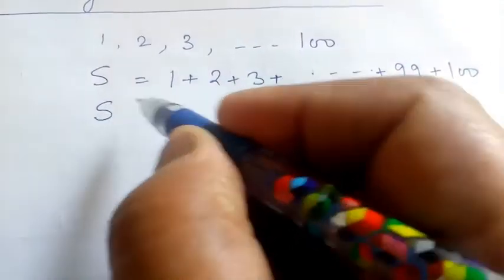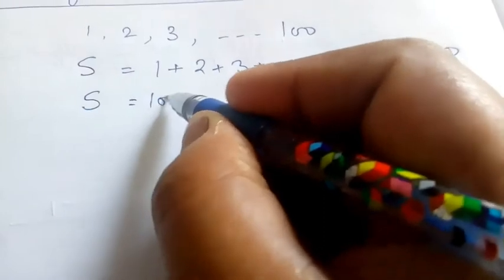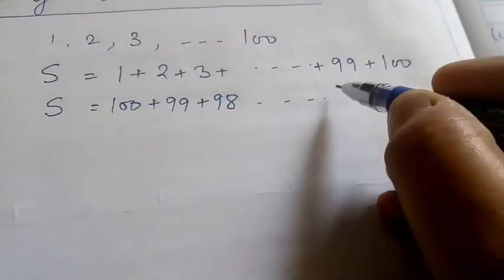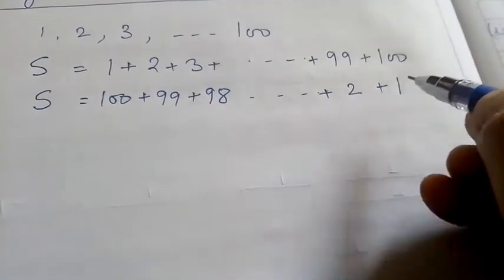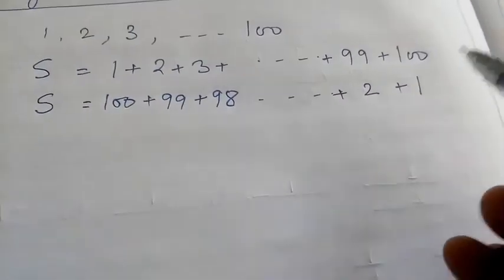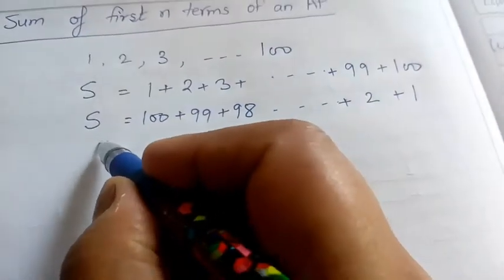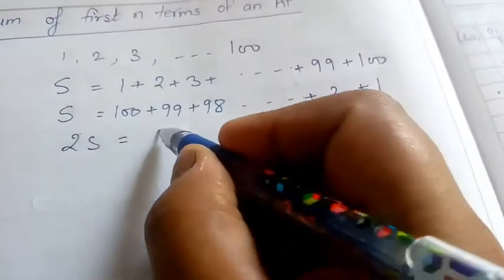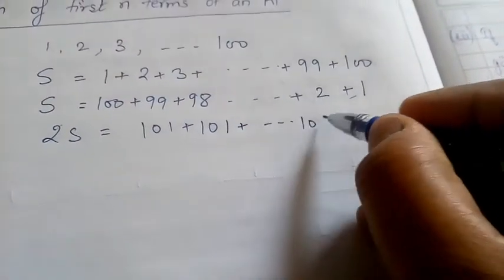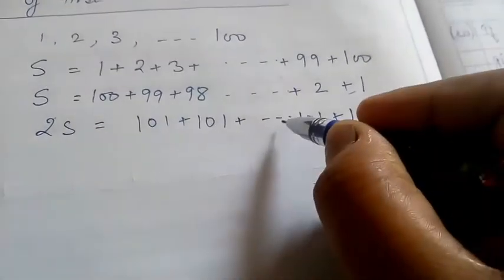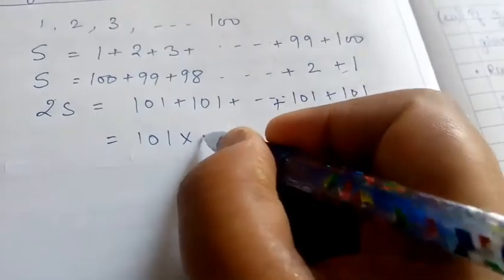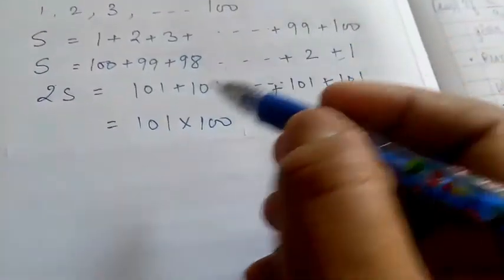Now again reverse the series. 100 plus 99 plus 98 up to 2 plus 1. The series, the sum of the series natural numbers from 1 to 100. Adding these two, we get 2S equal to 101 plus 101 plus up to 101, and the sum of each term is 101. It means how many terms are in this series? 100 terms.